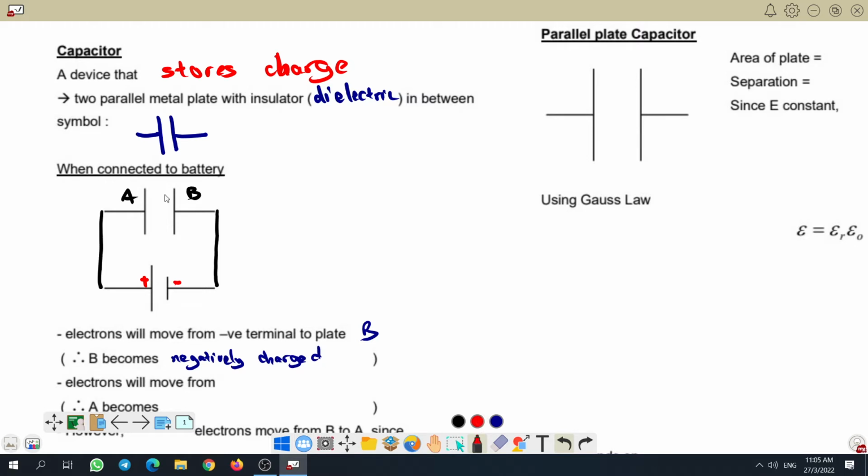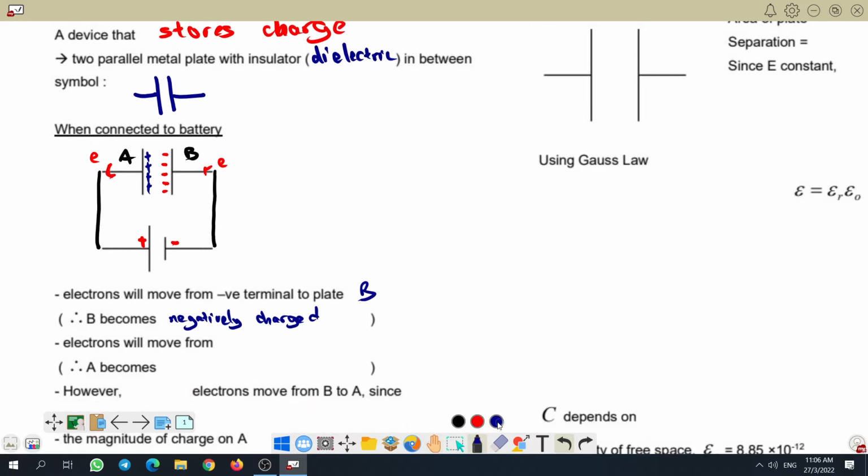So bila dia negatif, what will happen to plate A? Positif. Kenapa? So kurang charge, kurang elektron. Kenapa kurang elektron? Sebab dia akan menolak. This is negatively charged, it will induce a positive charge on this side by pushing the electron sini pula, kan? Nampak elektron tadi masuk sini, dia bukan melompat lah, tetapi dia induce. So A pula become positively charged.